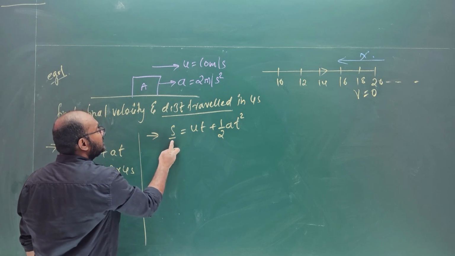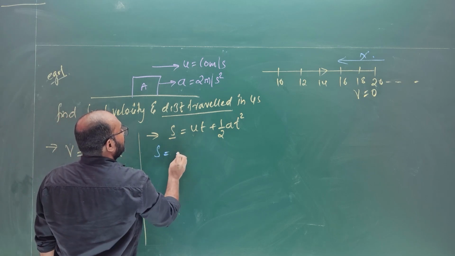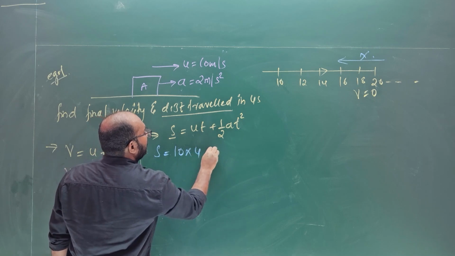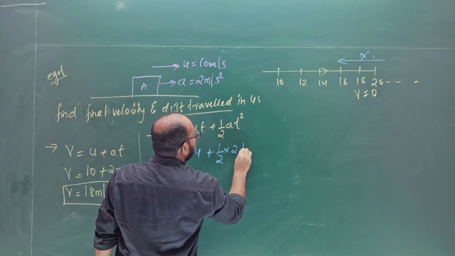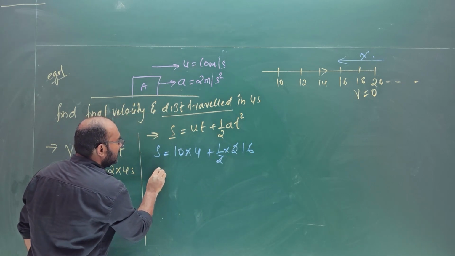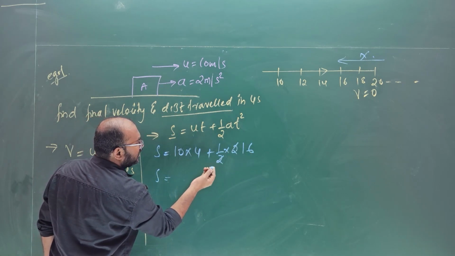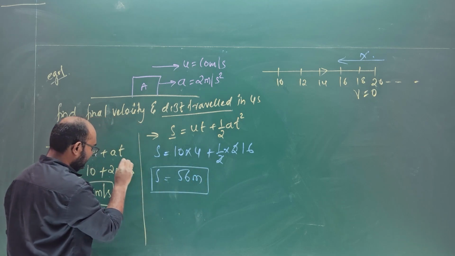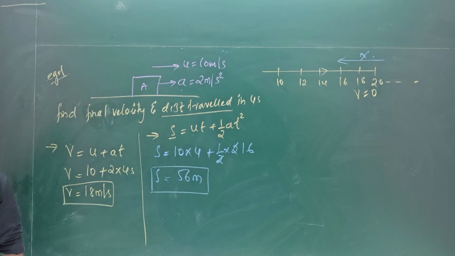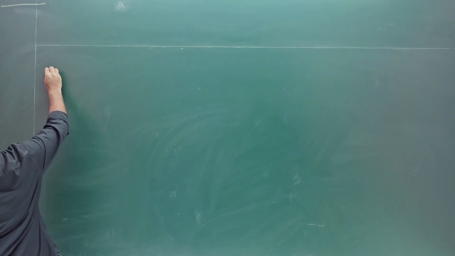Okay, now, s, we don't know. u is 10, time period 4, plus half of acceleration 2 into t square, that means 16, 2 get cancelled. So s is equal to 40 plus 16, that is 56 meters. Okay, right on. Okay, shall I?